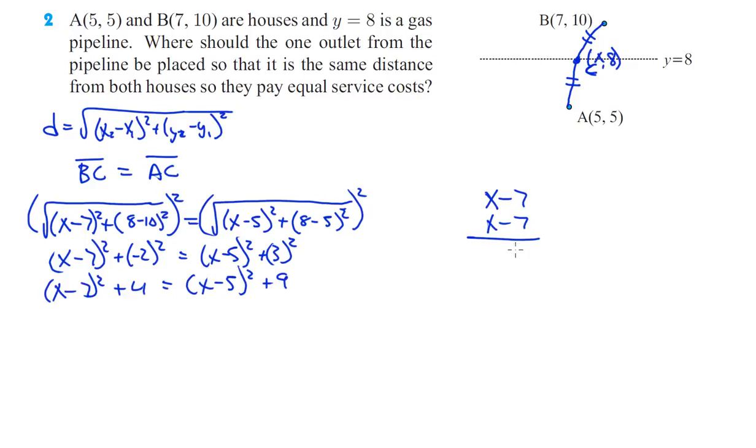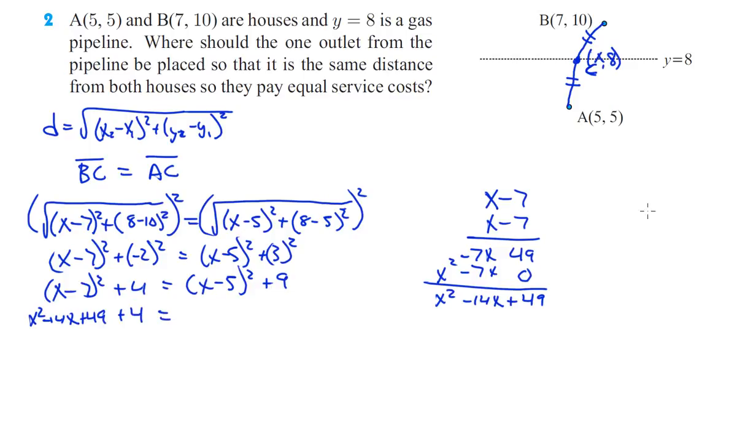Negative 7 times negative 7 is 49. Negative 7 times x is negative 7x. Put the 0 in there to hold the place. X times negative 7 is negative 7x. X times x is x squared. So we get x squared minus 14x plus 49 is what this is equal to. Not just x squared plus 49 or x squared minus 49. So we got x squared minus 14x plus 49 plus 4.